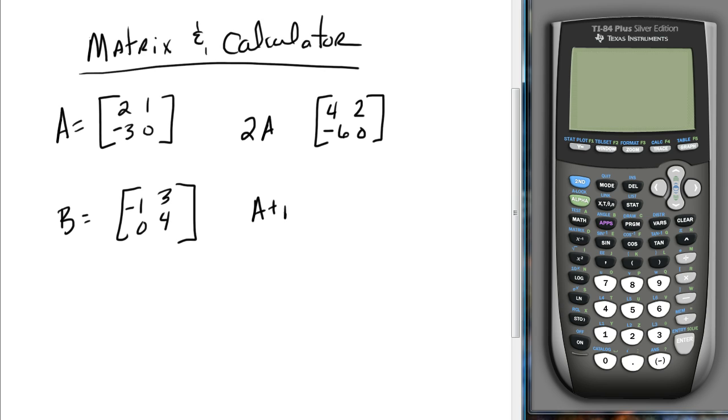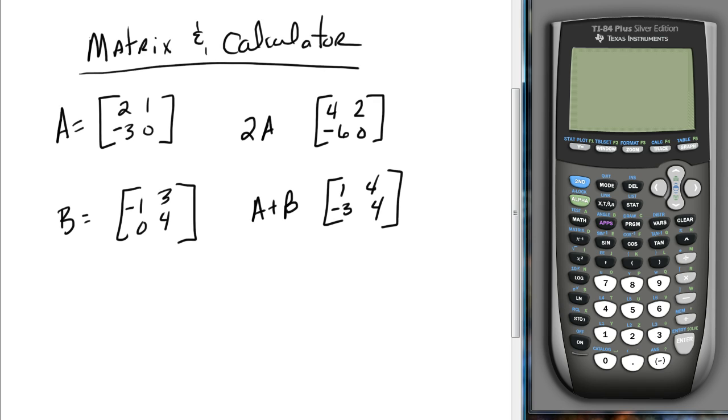So take a wild guess and see what you get for A plus B. Okay, so hopefully you just added the pieces. So 2 and negative 1 is 1, 1 and 3 is 4. Negative 3 and 0 is negative 3, 0 and 4 is 4.